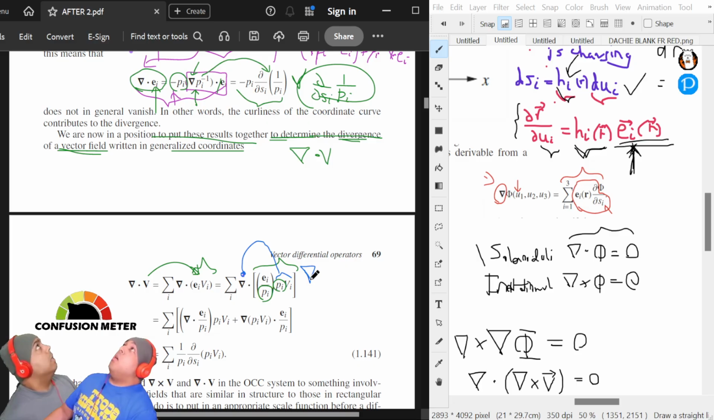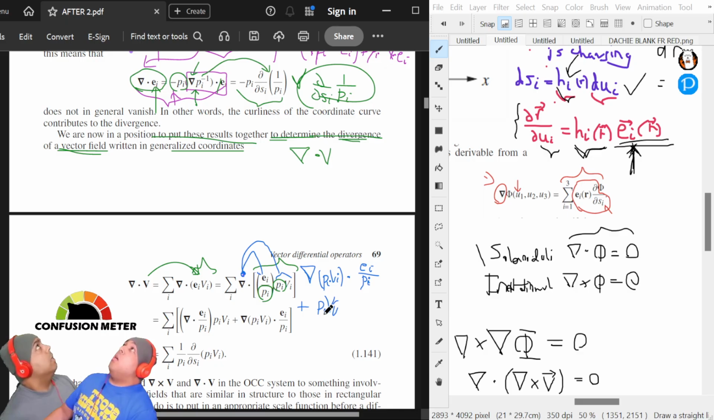Divergence. Well, gradient. I guess gradient. Gradient of P I V I dot E I over Pi. Why are we grouping it like this? I don't know. That's what we did last time. I'll figure out eventually. Plus, now we're gonna bring this guy in front.